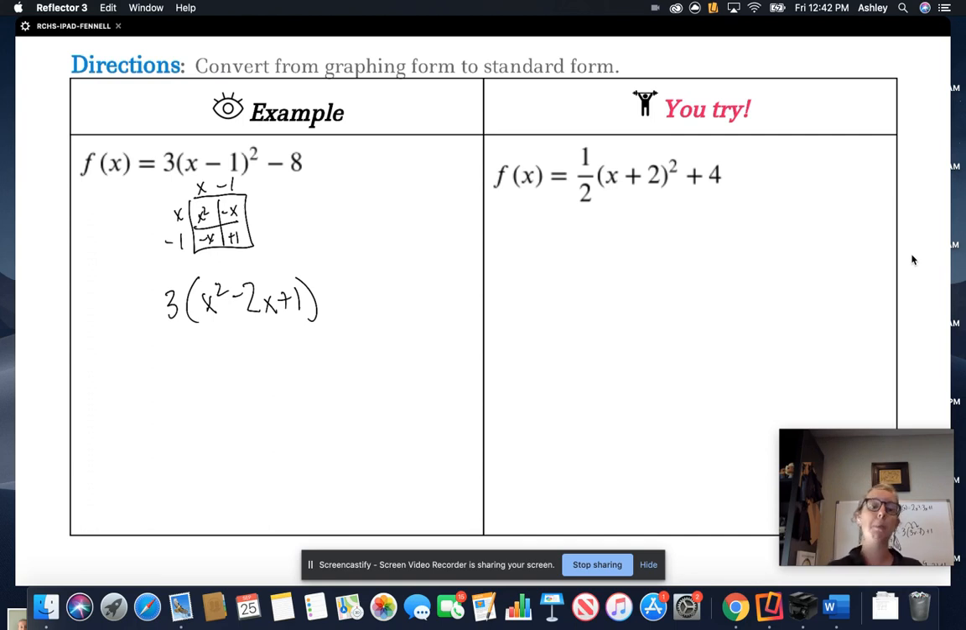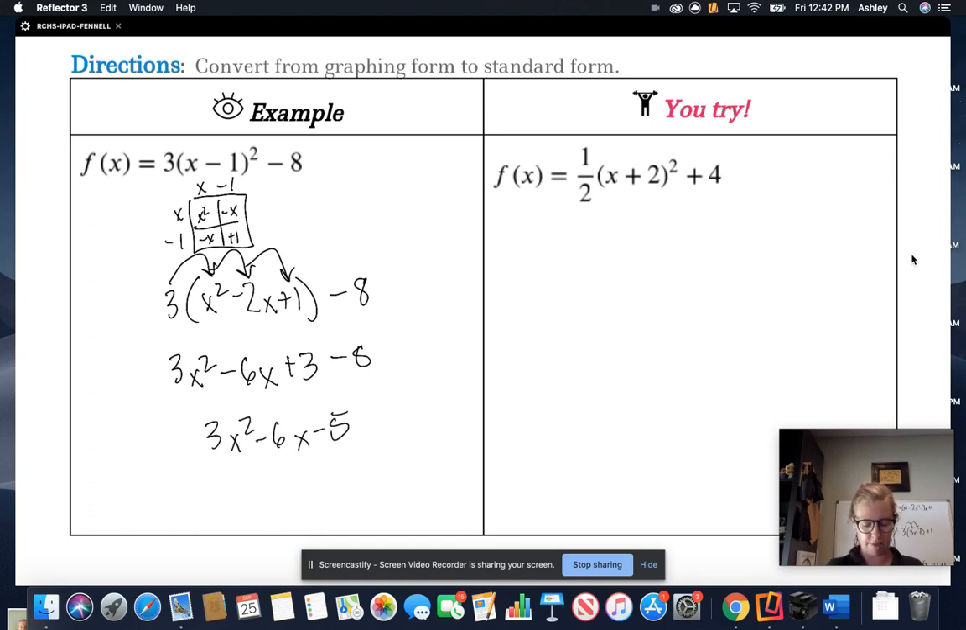Then we're going to distribute that 3, and don't forget we need to subtract 8 at the end. So we get 3x squared minus 6x plus 3 minus 8. Again, all I did was distribute that 3 to every term inside. 3x squared minus 6x minus 5 would be my standard form. Again, that's f of x equals. All I did was multiply it out and combine like terms to get into standard form.